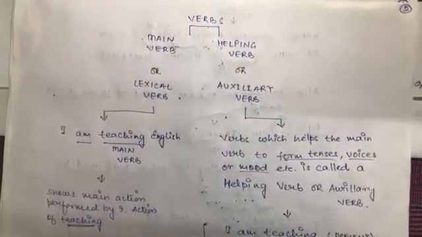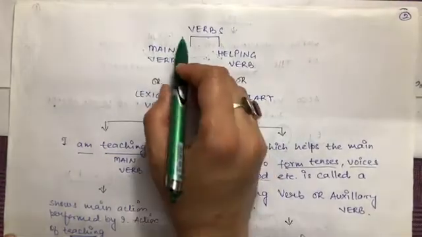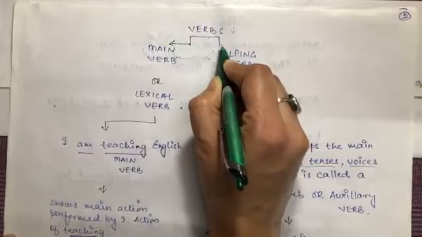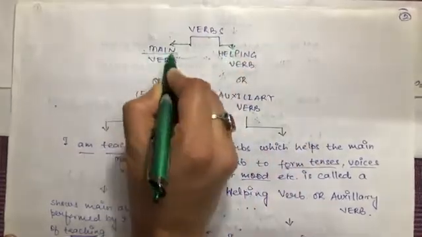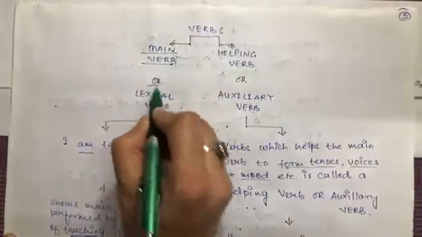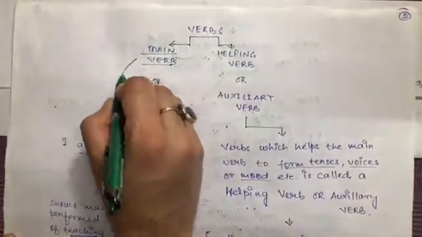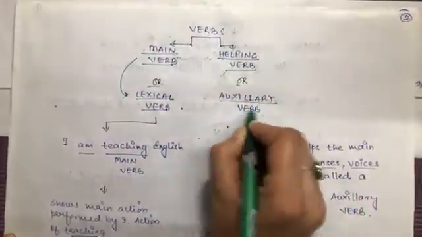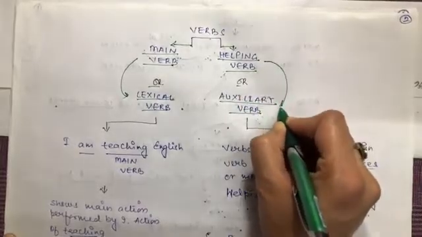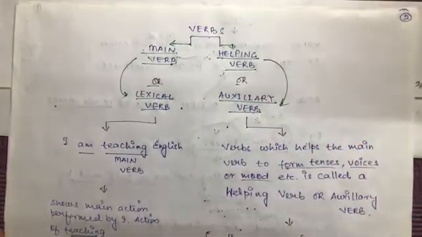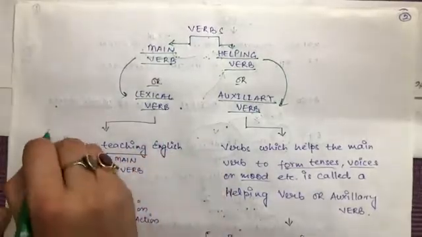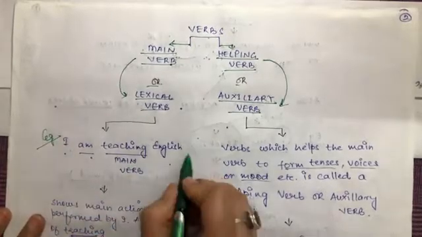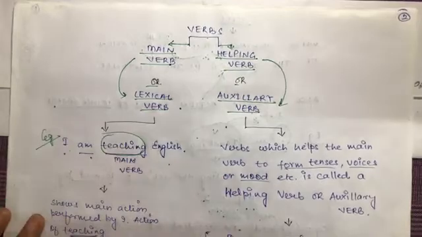Now we will go on to the types of verbs. First we will look at the different types of verbs. Verbs are basically categorized first as main verbs or lexical verbs. Main verbs are also known as lexical verbs. Second are helping verbs or auxiliary verbs. Helping verbs are also known as auxiliary verbs. Now, taking an example of lexical verbs: I am teaching English. Here, teaching is the main verb.